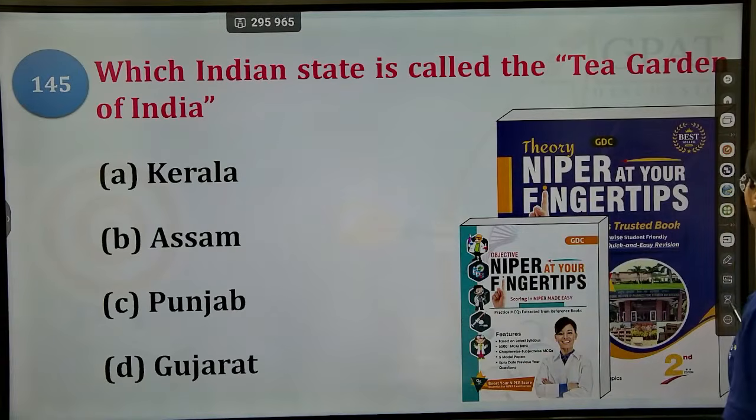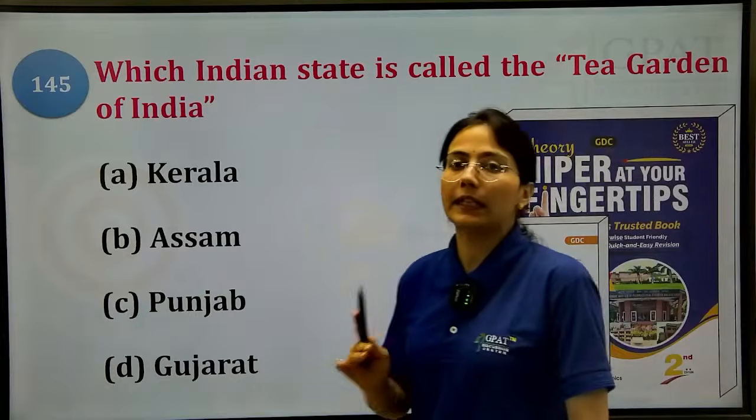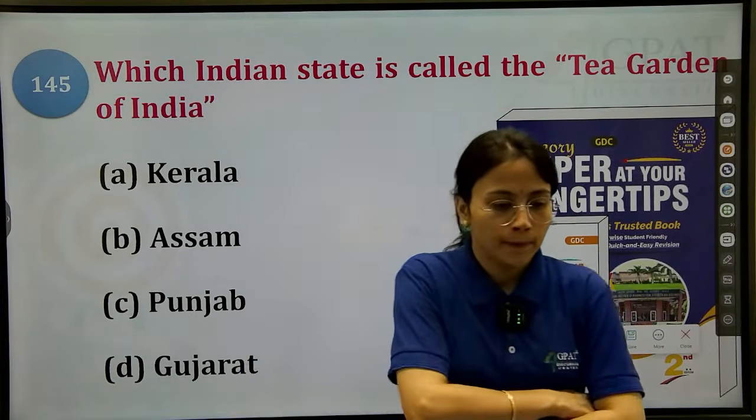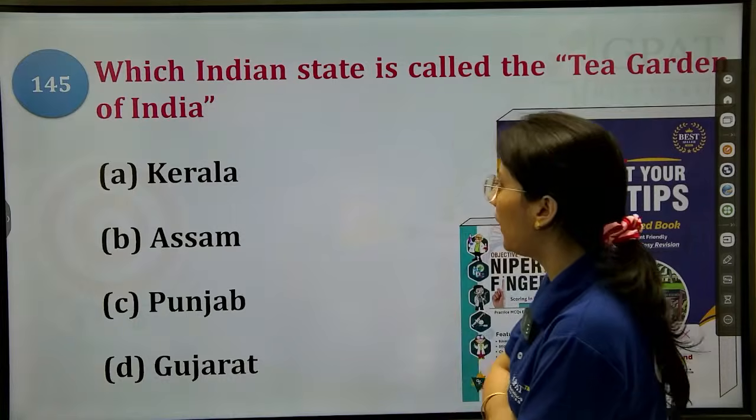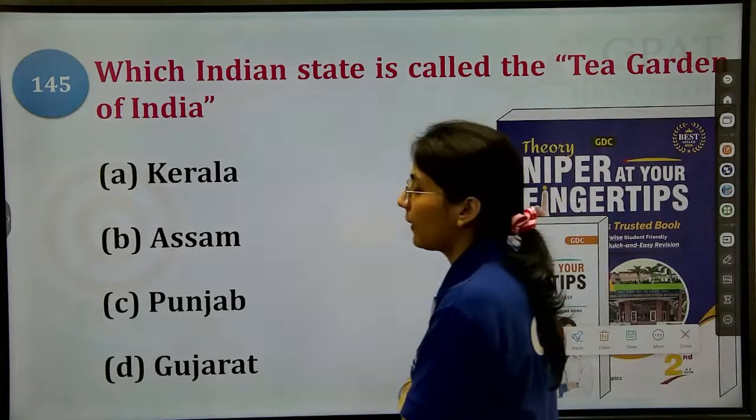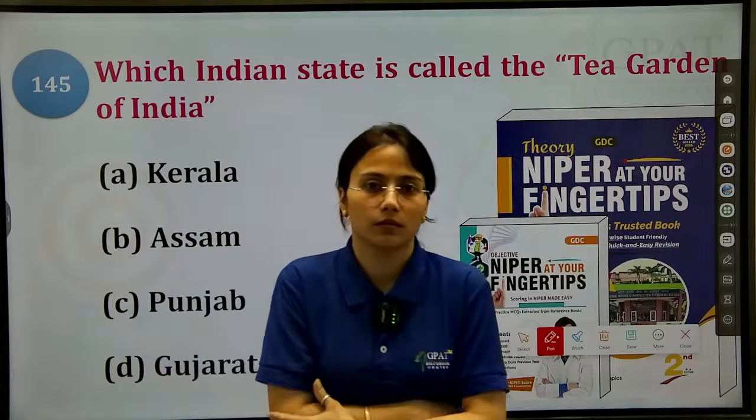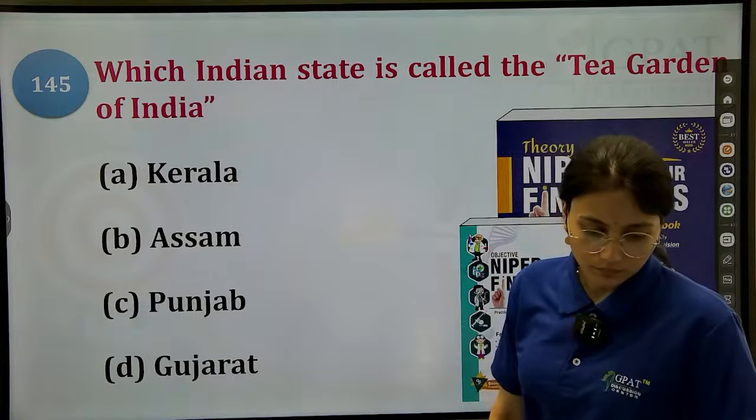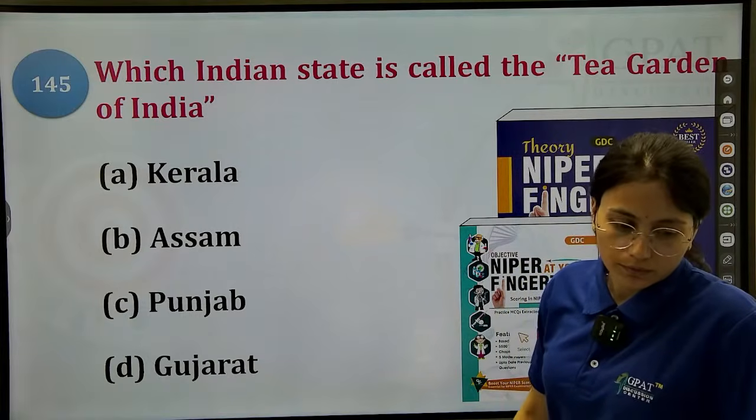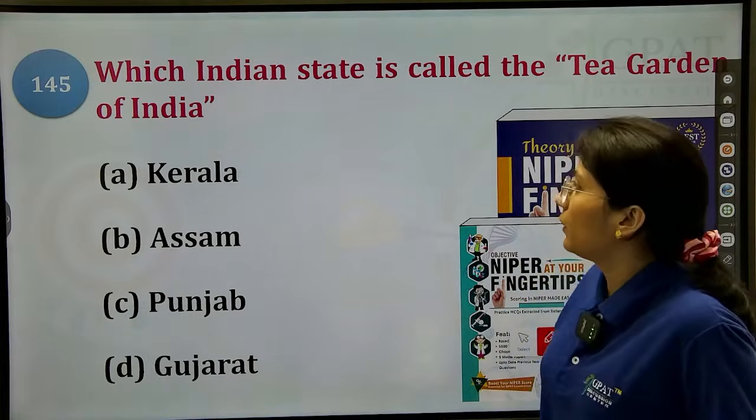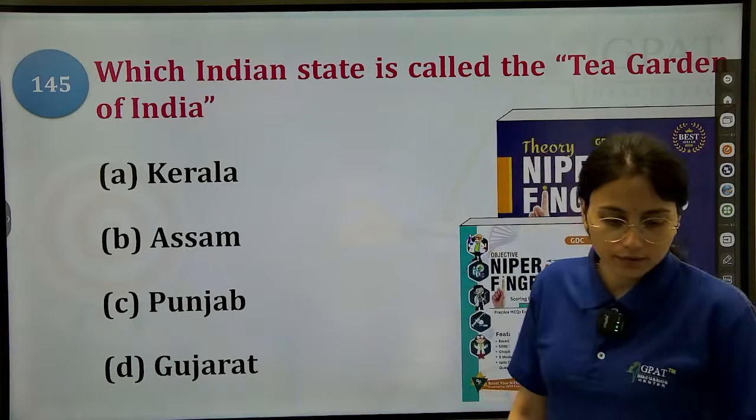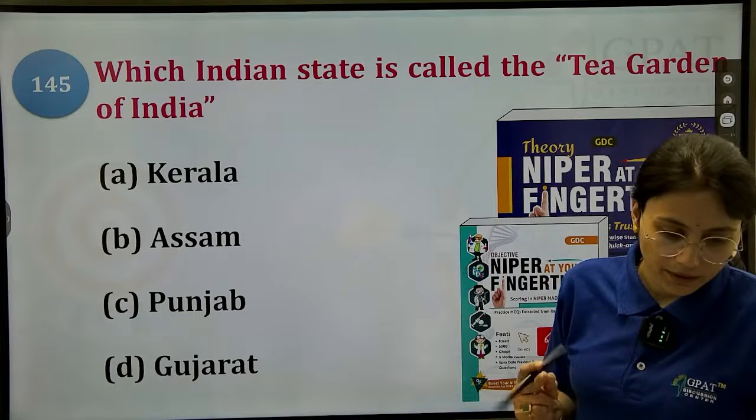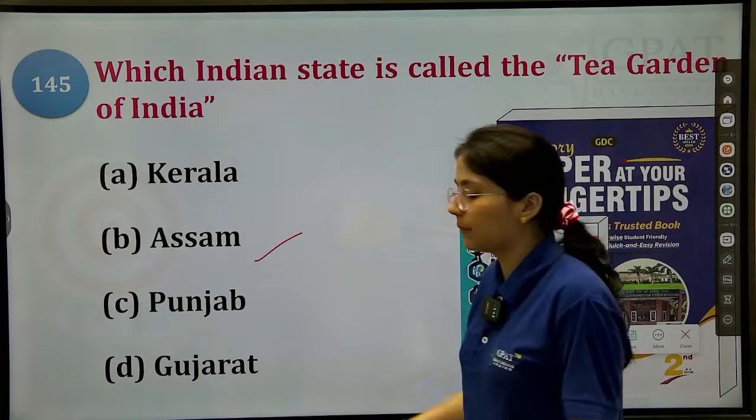Which Indian state is called the Tea Garden of India? Which state is called the Tea Garden of India? Anyone? Kerala, Assam, Punjab, Gujarat. Kerala is famous for spices, masala. So the Indian state called the Tea Garden of India is B. Yes, Assam. Very good. Assam is the correct answer.